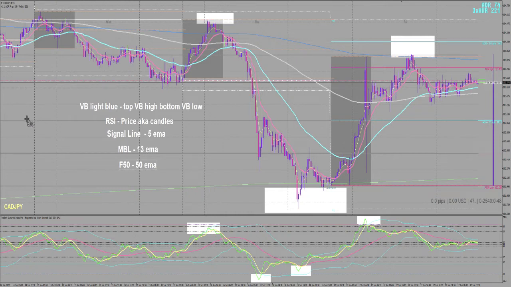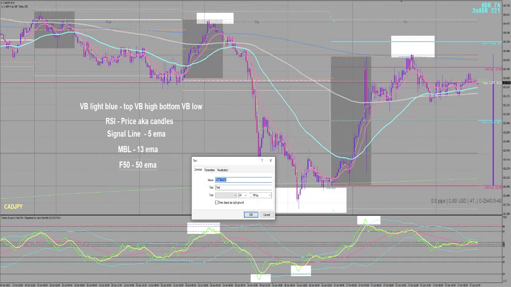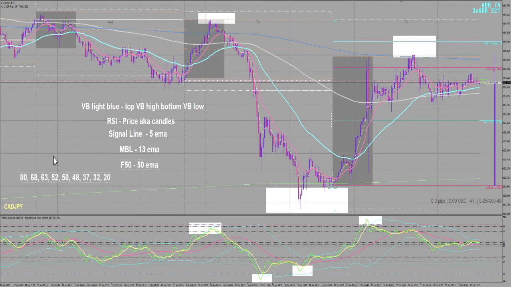As you know, the numbers we use for our TDI, let me pull this up. As far as the measurements here: 80, 68, 63, 52, 50, 48, 37, 32, and 20. Those are pretty much your overbought and oversold numbers. Obviously 50 is that, 52 to 48 is that medium range. That's your 50 EMA area. These will be your highs here. These will be your lows. So what you always want to look for in TDI and to price action, okay?